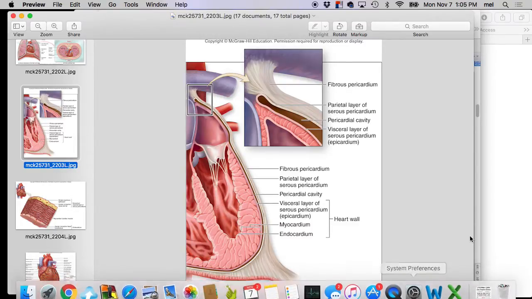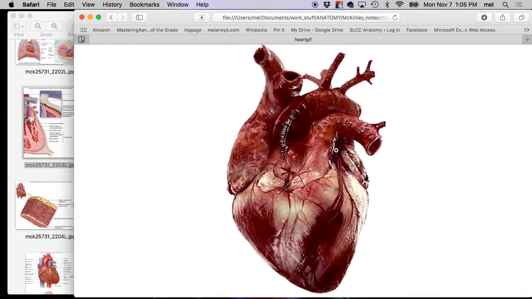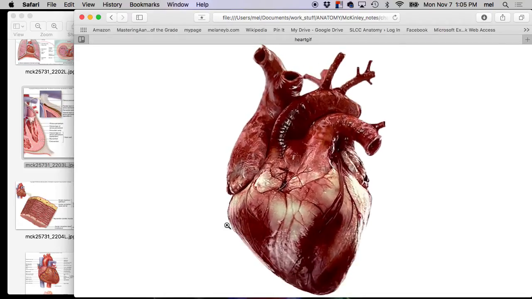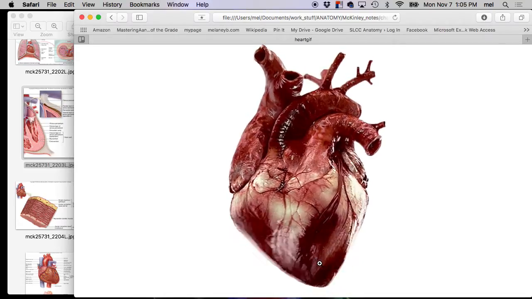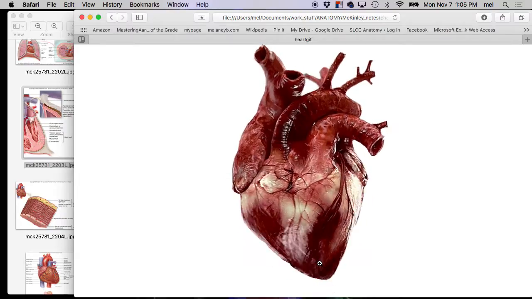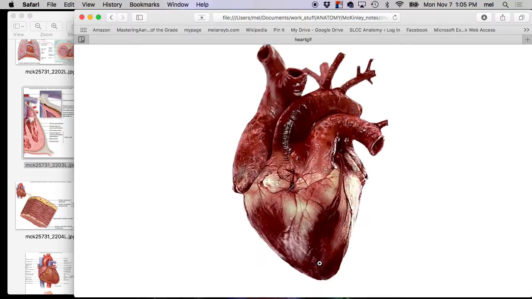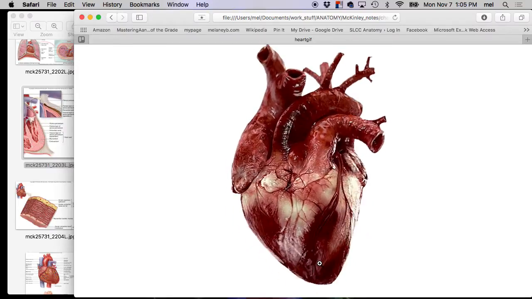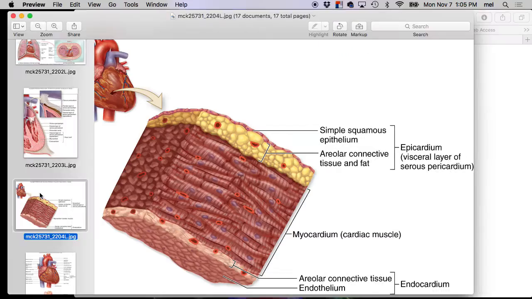So if you're looking at this figure that we were looking at, or this one right here, the reason this heart is shiny on the surface is because you are seeing what? Visceral or parietal pericardium? Visceral. You're seeing visceral on the surface of the heart. That makes sense? Okay, so you're seeing the visceral pericardium.